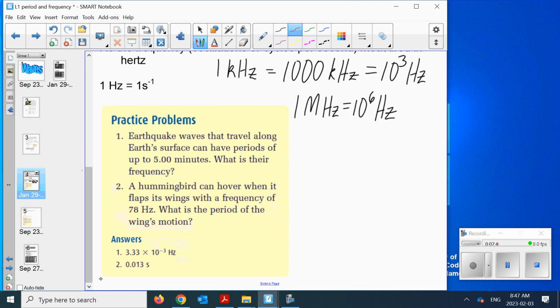I'm going to zip down to these problems. Earthquake waves that travel along the Earth's surface can have periods, that's capital T, don't use a small t, by the way, save that for other things, up to 5 minutes. What is their frequency? Well, to do things in hertz, you need seconds, not minutes. So a few things. One, the period of time. I'm going to put MIN. Don't put M because that's meters.